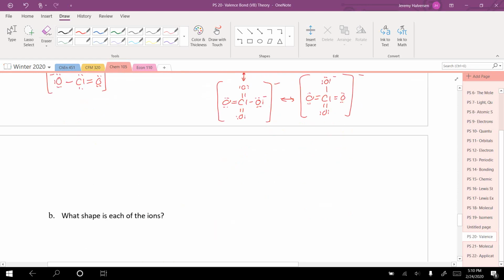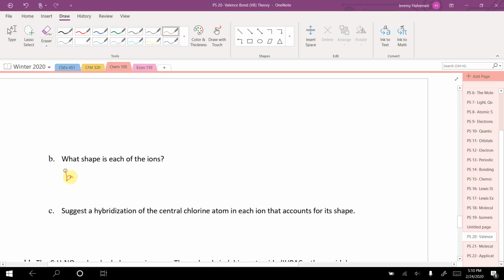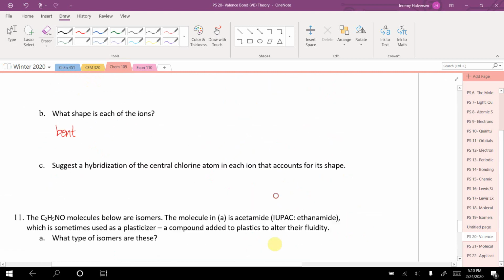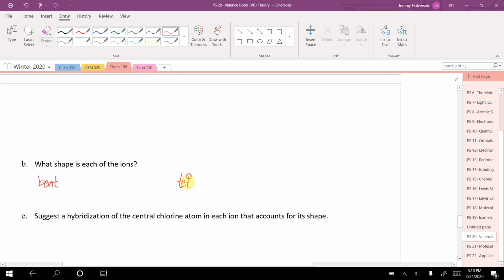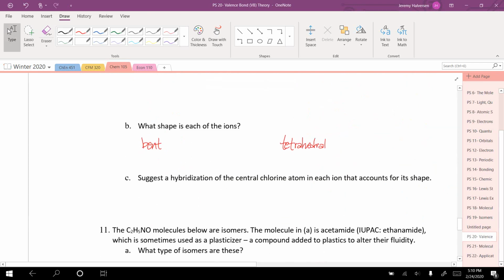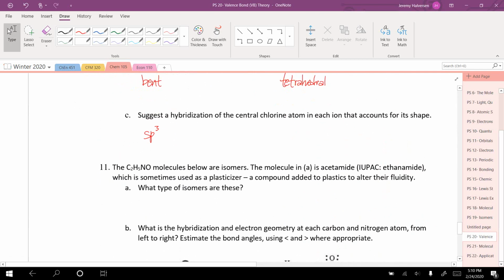All right, what is the shape of each of the ions? So this guy has a steric number of 4, so its electron geometry is tetrahedral, and with 2 lone pairs, it becomes bent. And then this guy has a steric number of 4 with no lone pairs, so the electron geometry and the molecular shape or molecular geometry are tetrahedral. Suggest a hybridization of the central chlorine atom in each of the ions that accounts for its shape. Well, this guy has a steric number of 4, so that's going to be sp3. This has a steric number of 4, so it's also sp3.